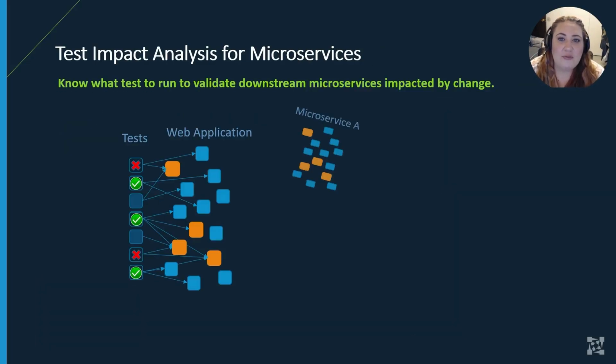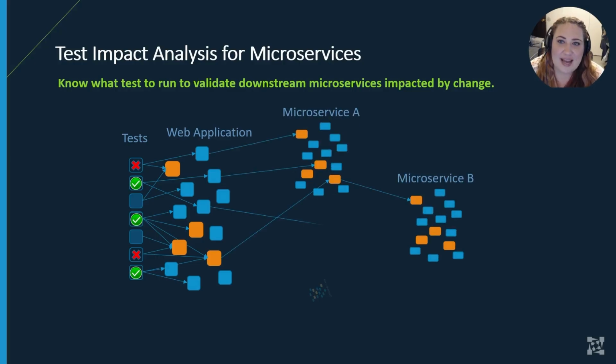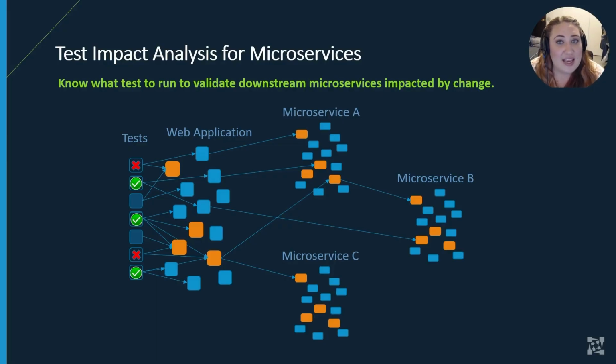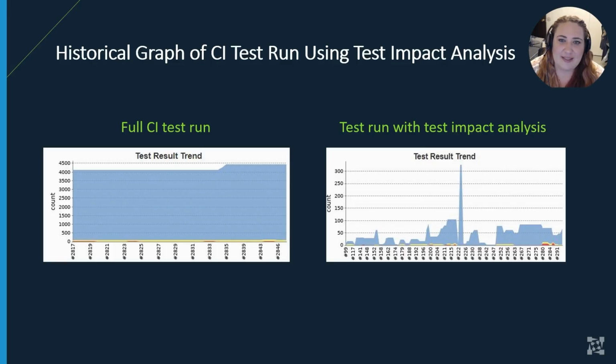Parasoft support for test impact analysis even extends to microservices environments, where one of the major challenges that slows test velocity and feedback is knowing exactly which tests to run to ensure code modifications have not impacted downstream microservices. This enables testers to know exactly which tests they need to execute, enabling them to easily validate the impacted code changes in sprint versus waiting for a full regression run to complete.